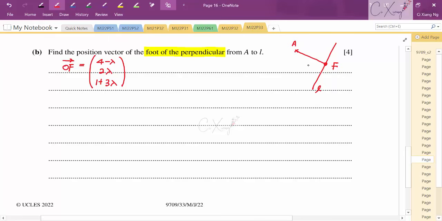All right, so now I want to find the direction for AF. I try to find it first, because I know that later when I have the direction of AF and I take the dot product with the direction of the line, it is equal to 0 because they are perpendicular to each other. So we try to find out the AF first. AF means AO plus OF.